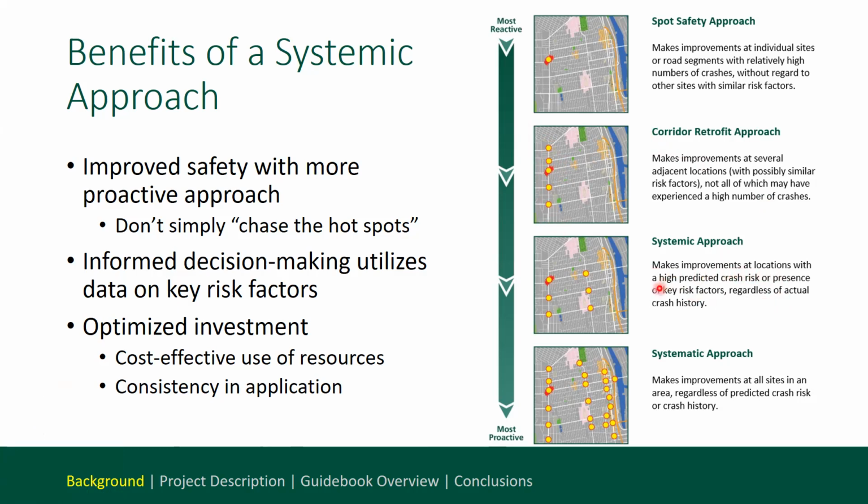Make improvements at locations with a high predicted crash risk or the presence of key risk factors, regardless of the actual crash history. So if you see this location as high crash risk, but there are some similar locations, like these 5 additional intersections that have the same risk factors present.